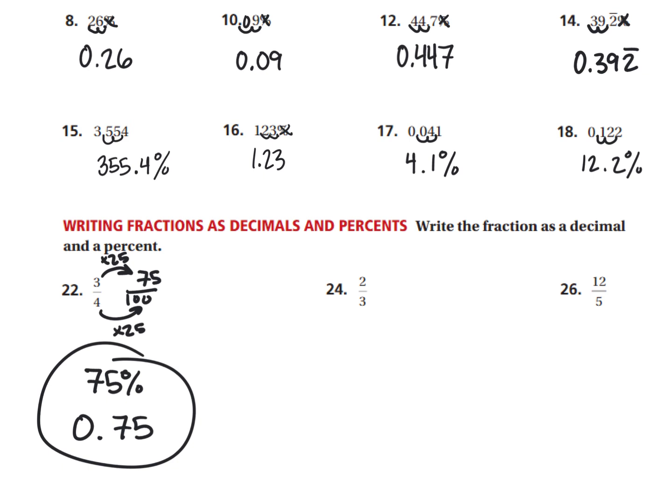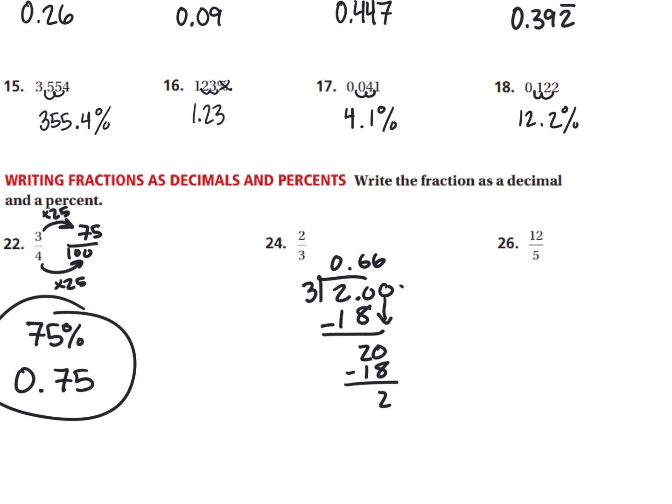For the next one, I don't have an easy way of getting to 100. Nothing times 3 is going to get me there. So instead, we're going to divide these two. 3 does not go into 2, but it does go into 26 times. 6 times 3 is 18. If I subtract there, I get a 2. All right, add a 0, drop it down. Well, 3 goes into 26 times, like last time, and I get a 2 again. And no matter how many times I drop a 0, right, I'm still just going to get this repeating pattern of 6s. So I can comfortably say that my decimal is this 0.6 repeating.